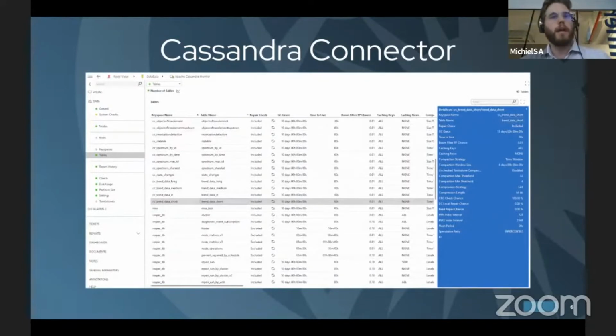Here you can see an overview of all the tables that are in Cassandra that we retrieve through SQL. All this information, as I said, is retrieved through SQL and pushed into DataMiner, and here you can also see we have a column repair checks. That's something we will come back to later.